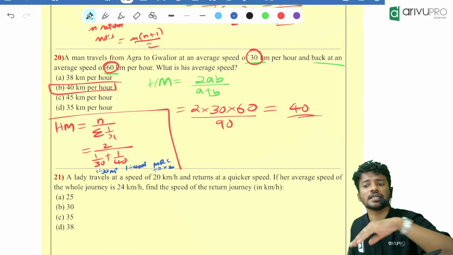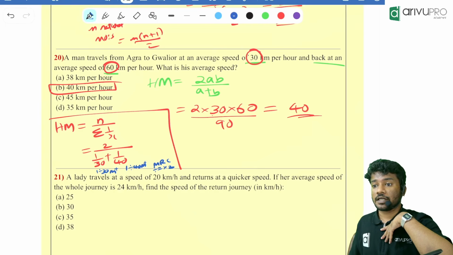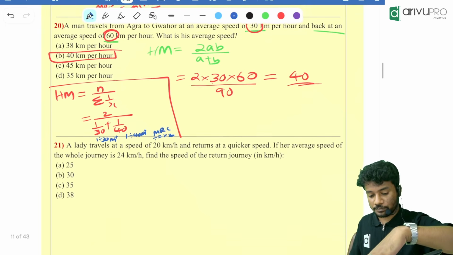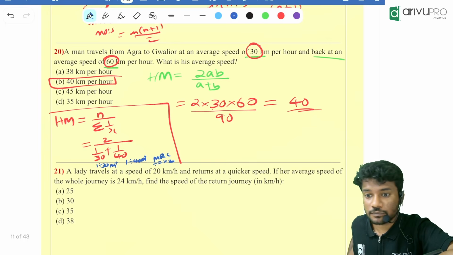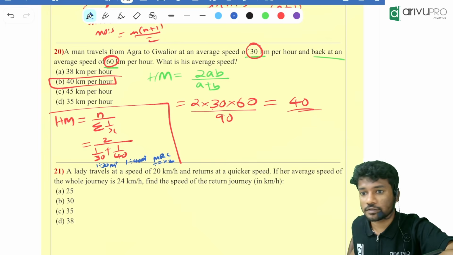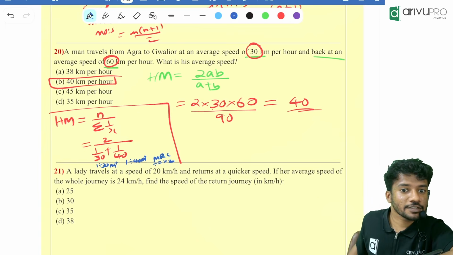Okay, yes. Any doubt? No doubt. Anyone? Any doubt? Yes. Next question. Someone is asking, what's the doubt? No doubt, sir. Yes, Jayashree, any doubt? No. Yes.